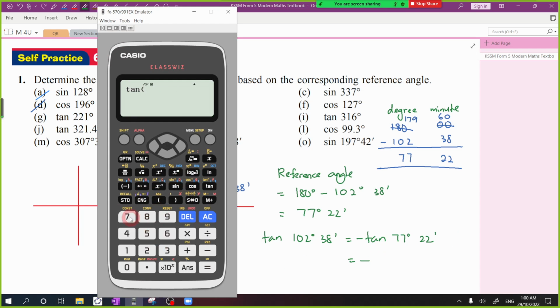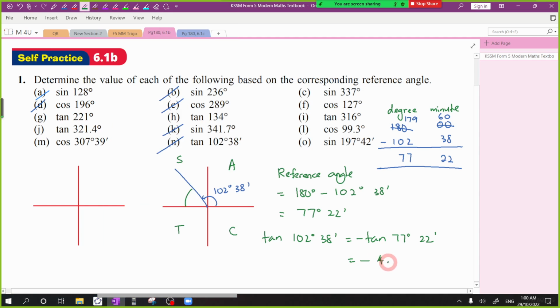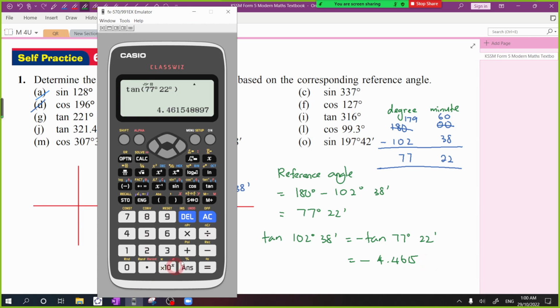Tangent 77 degree 22 minutes. Okay, the answer is negative 4.4615. Same thing, if you want to double check your answer, you can just key in this whole thing inside your calculator, see whether we get the same answer. 102 degree 38 minutes. Okay, same answer. So that means our answer is correct.